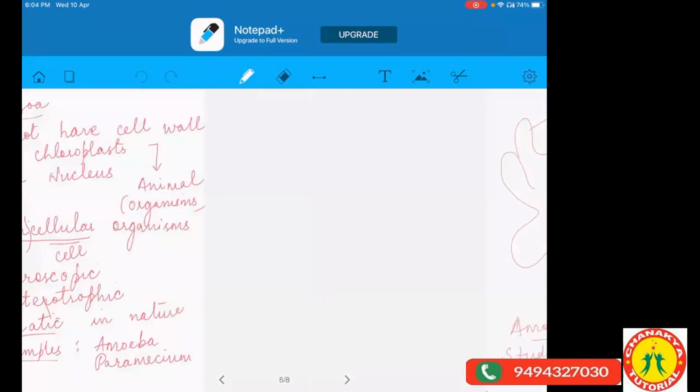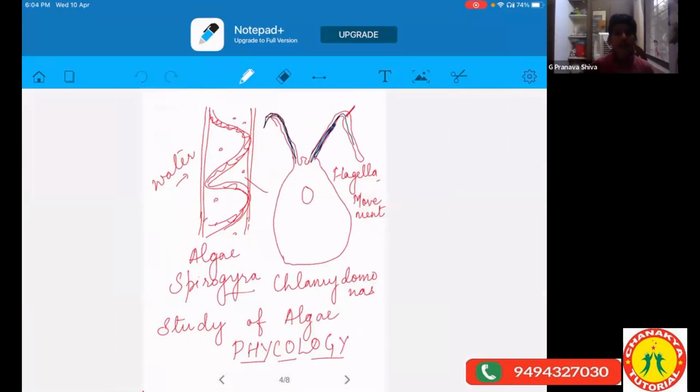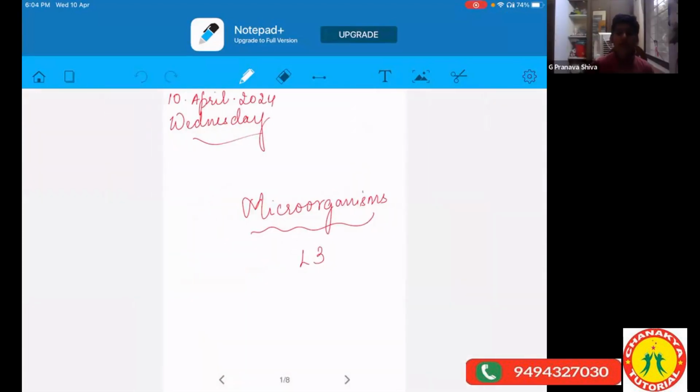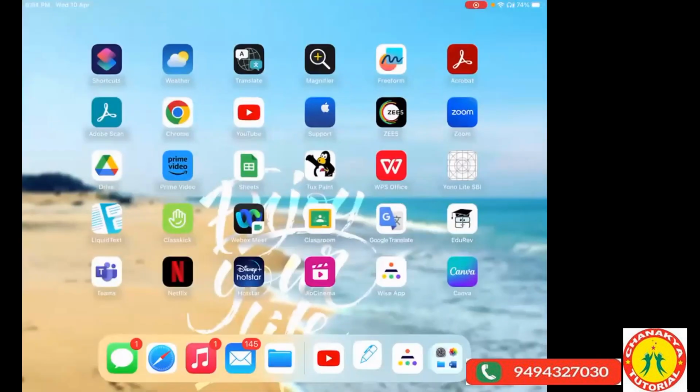Actually, if we boil water, it will kill the bacteria, no, ma'am. Correct. Then if we boil milk, why will the microorganisms not be killed? Your question is very good, Pranava. When we talk about microbes, they are not only harmful ones; they are useful ones also, right?